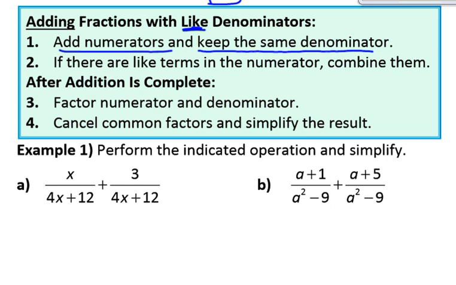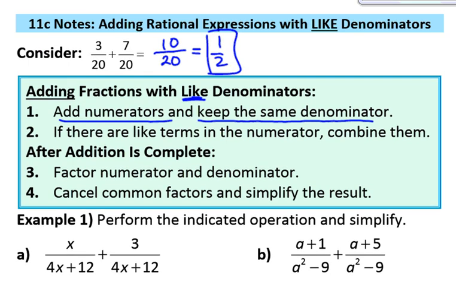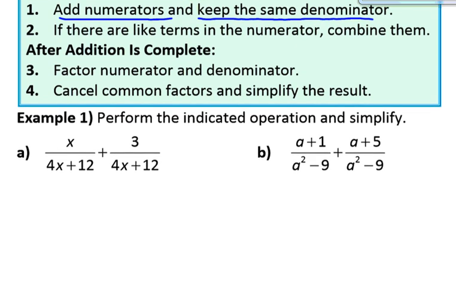Then after the addition is complete, just like in our previous example, I had to reduce 10 over 20 to become 1/2, then you have the possibility of simplifying. So after the addition's complete, step 3 and 4 is basically to simplify, just like we did in the first lesson in this chapter. Okay? So for part A, first of all, you want to make sure that all of these have like denominators. In the next video, we'll look at examples when we do not have like denominators.